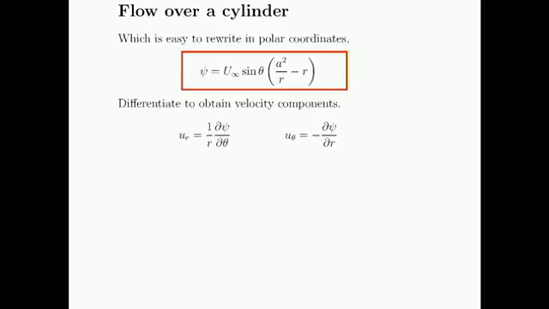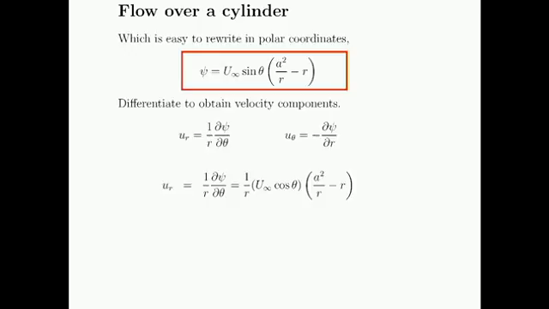So u r is equal to 1 on r d psi d theta. So all I've got to do is differentiate that equation for psi with respect to theta. And that's very simple, right? The only term in there that's a function of theta is that sine theta, and the differential of sine theta is just cos theta. So that's pretty straightforward for me.